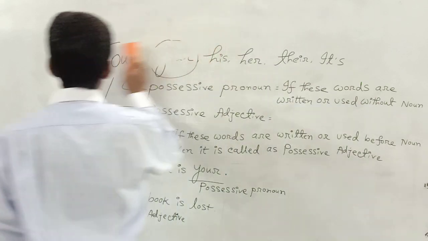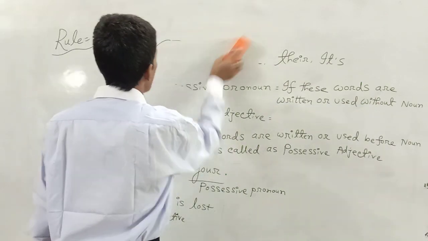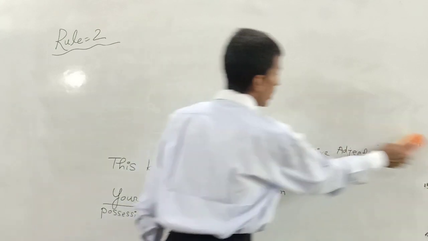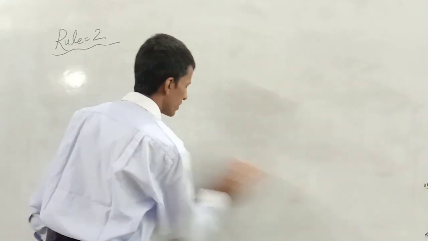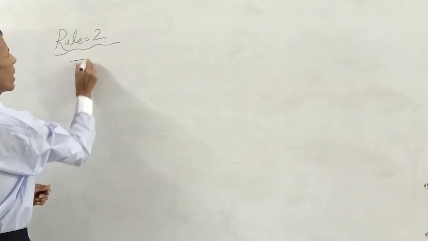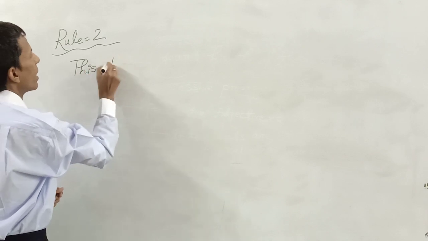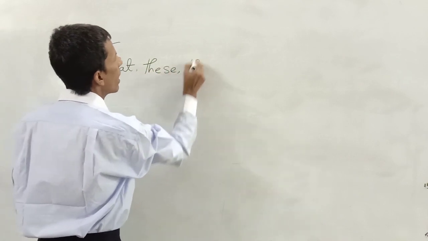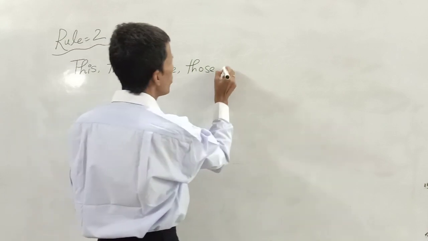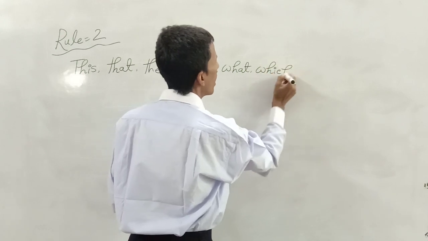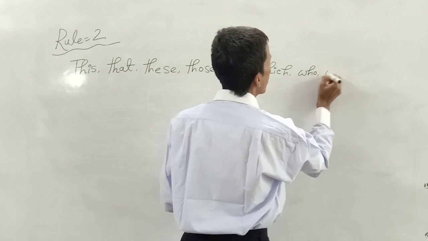Now I am going to explain another type of pronoun and adjective so that they can be used in different ways for their placing in the sentence. This, that, these, those, what, which, who, whom.